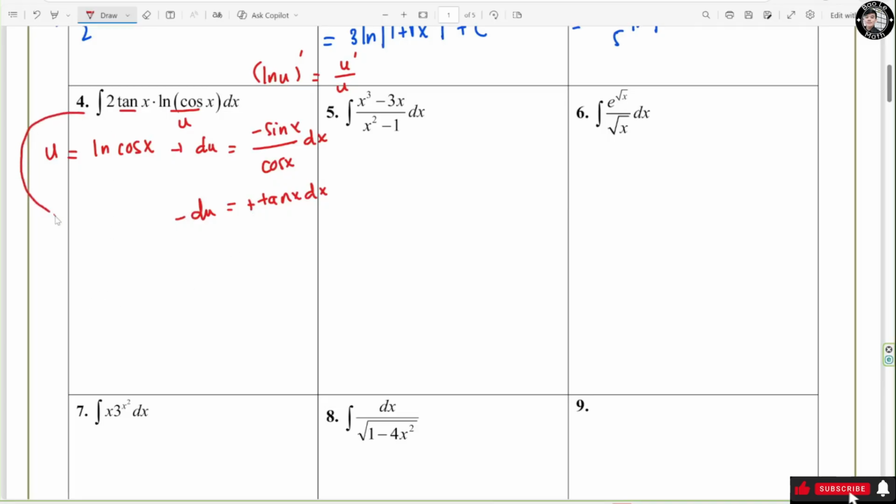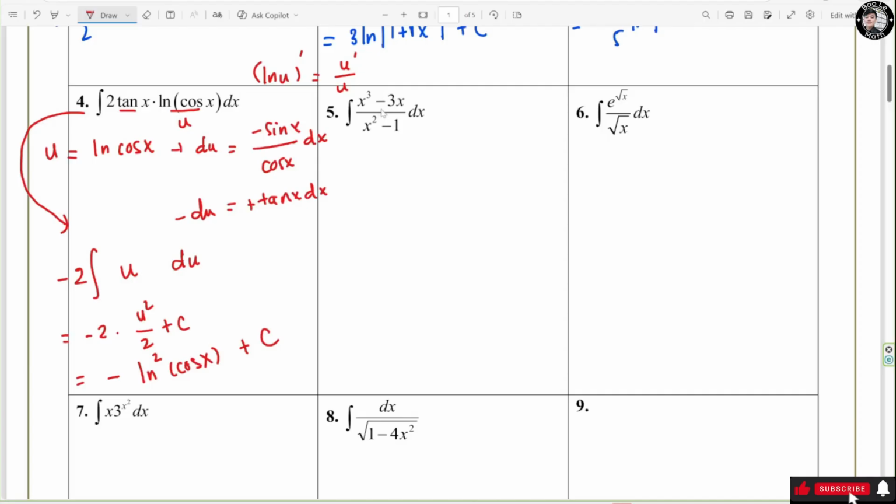So this turns out to be 2 times negative du, right? So I put du here and I put the negative sign here, and I have u here because u equals this one. So this turns out to be negative 2 times u squared over 2 plus c, and the negative 2 and 2 cancel out. So I have negative u squared, but u equals this one, so it is negative ln squared of cosine s plus c, right? Now question 5.